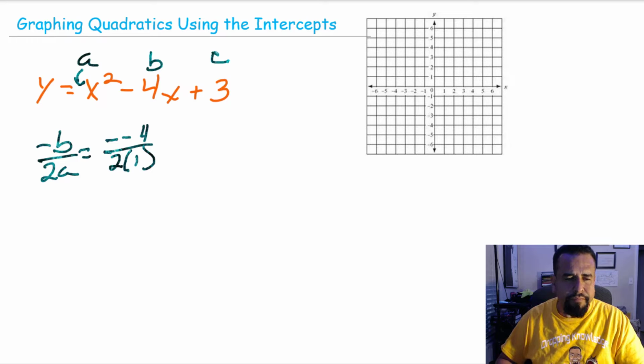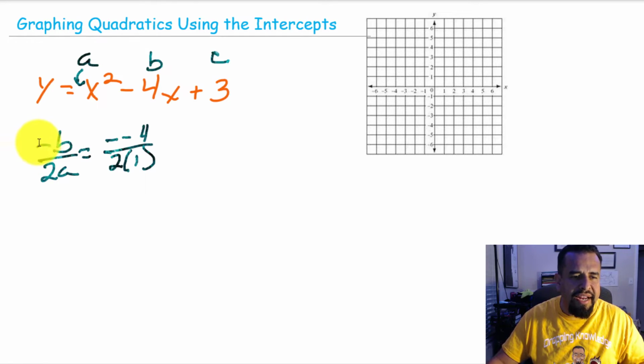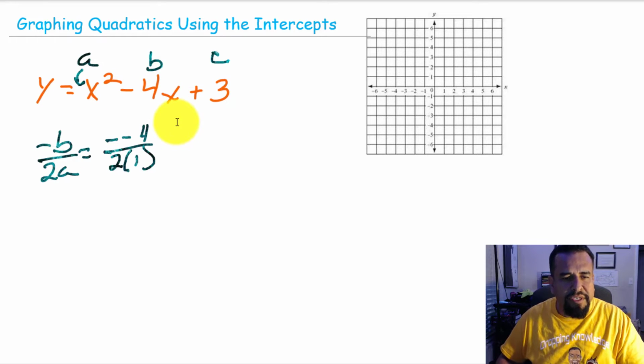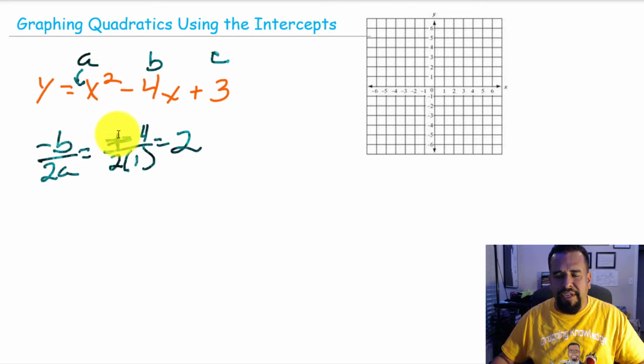A is 1. When you have two negative signs like that, we have one negative from the negative b in the formula, and then this 4 is also negative, which is going to make the whole thing positive, right? Therefore, I'm going to get a positive answer. So 4 divided by 2 gives me 2. So my axis of symmetry is 2.